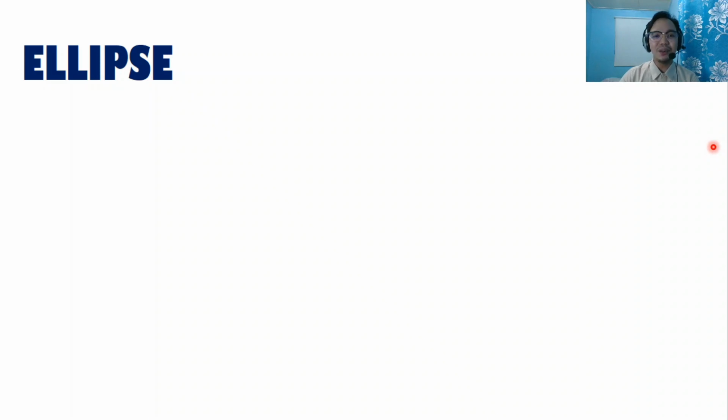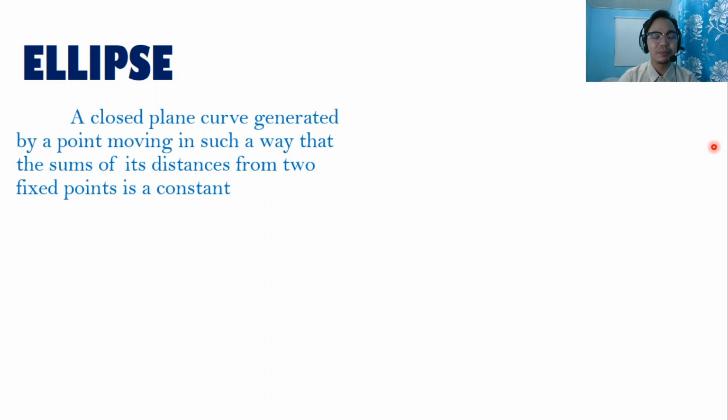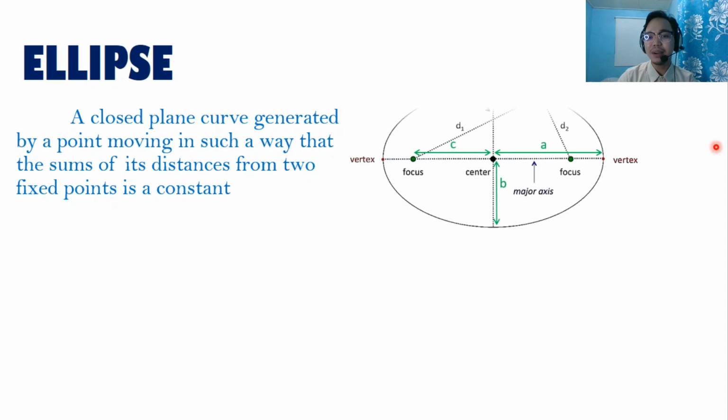For this video, we are going to discuss ellipse. So ano nga ba ang ellipse? It is a closed plane curve generated by a point moving in such a way that the sum of its distances from two fixed points is a constant. So dito makikita natin ang figure ng ating ellipse.